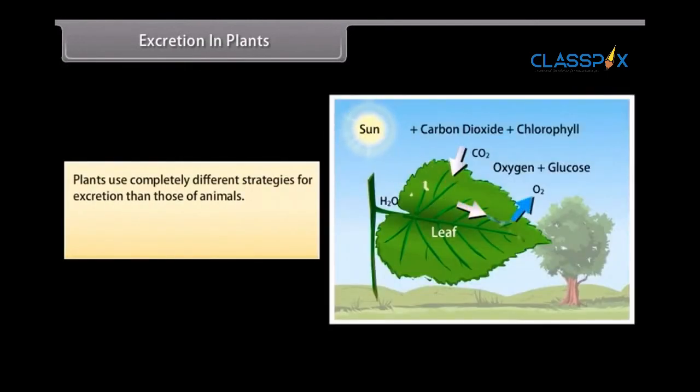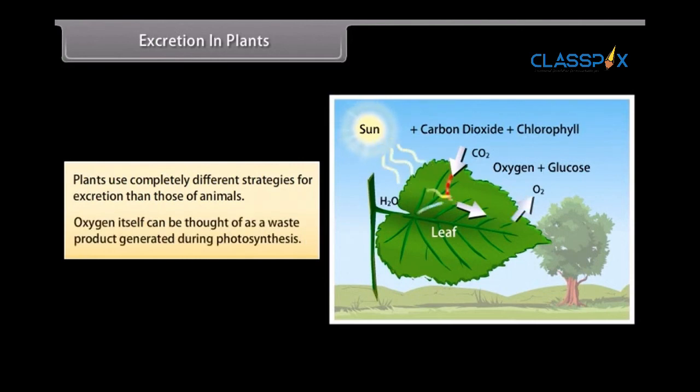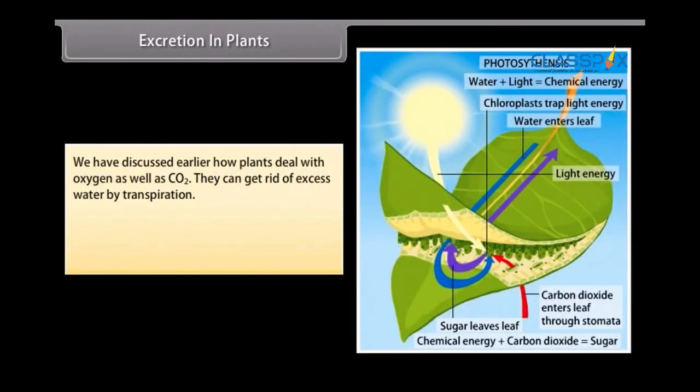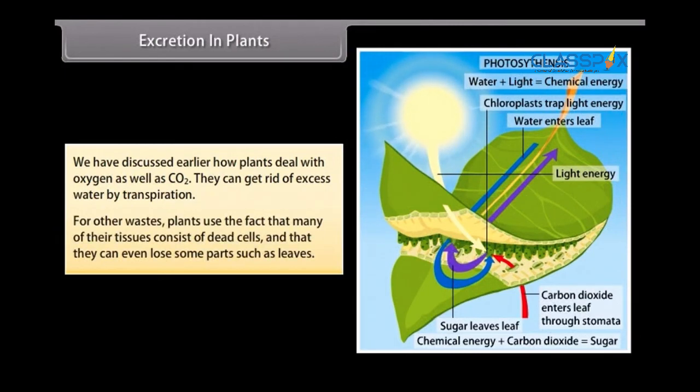Excretion in plants. Plants use completely different strategies for excretion than those of animals. Oxygen itself can be thought of as a waste product generated during photosynthesis. We have discussed earlier how plants deal with oxygen as well as carbon dioxide. They can get rid of excess water by transpiration. For other wastes, plants use the fact that many of their tissues consist of dead cells, and they can even lose some parts such as leaves.